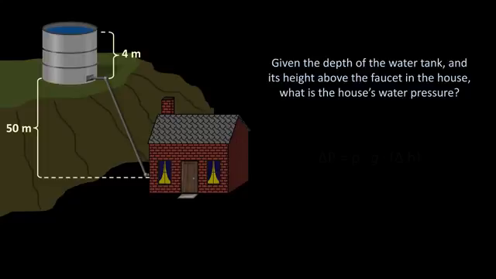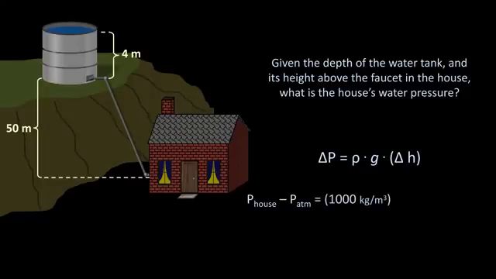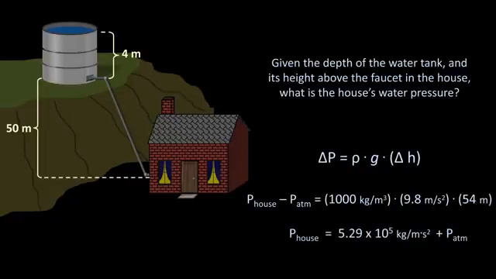As we just reviewed, the pressure difference between 2 points within a fluid system is the density of the fluid times g times the total difference in height between those 2 points. So we have the water pressure in the house's faucet minus the water pressure at the very top of the tank, which if the tank is open and unpressurized, is equal to atmospheric pressure. This equals 1,000 kilograms per cubic meter times 9.8 meters per second squared times the total height of 54 meters. This is equal to 5.29 times 10 to the 5th kilograms per meter second squared plus atmospheric pressure.